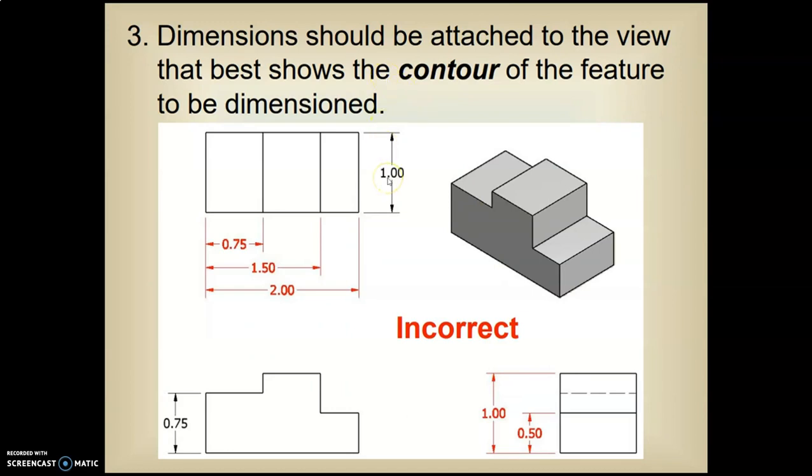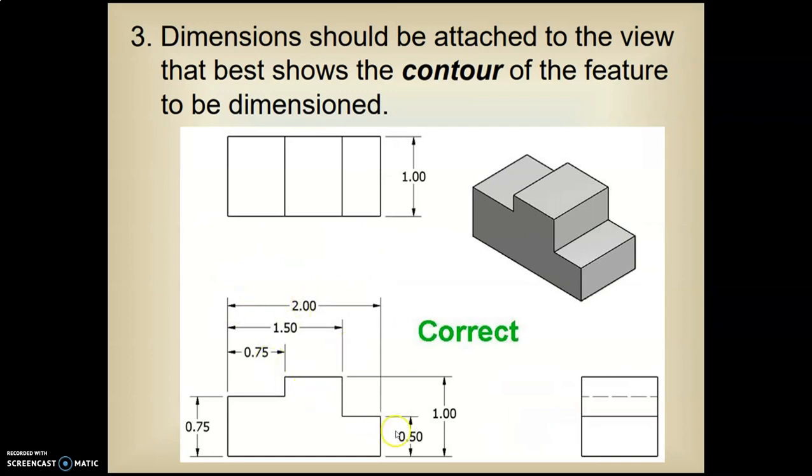Dimensions should be attached to the view that best shows the contours, just like we showed before. This tells us what we need to know, but it's very difficult looking at this view to see what we're looking at. I mean, this is an easy one to figure out, but if we have a complicated part, that could be a problem. So it's much better to dimension it this way.